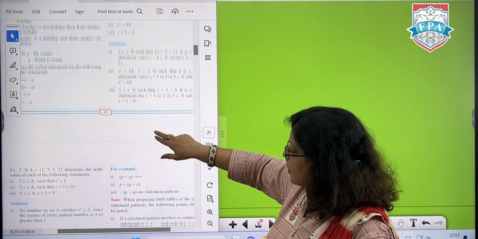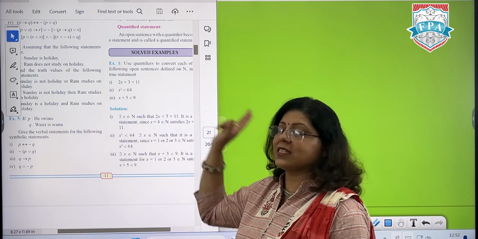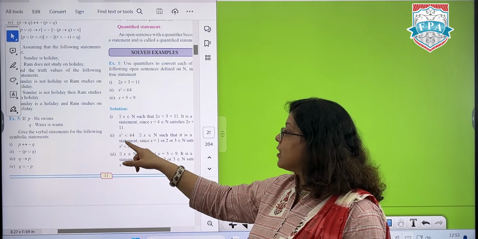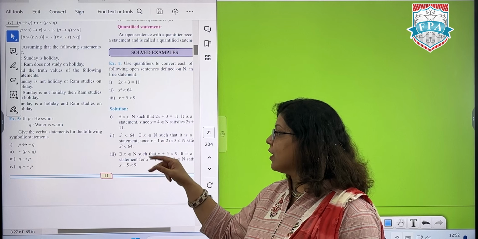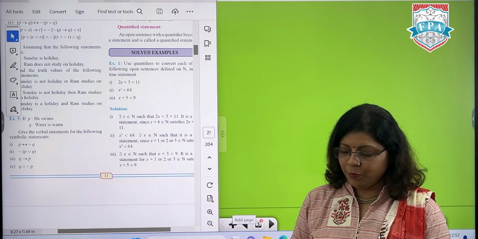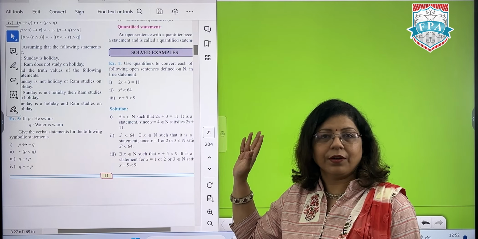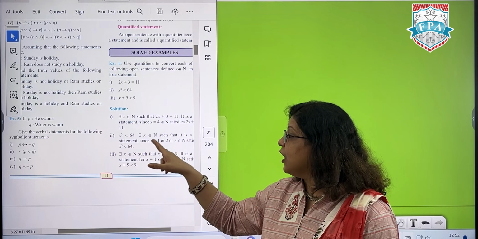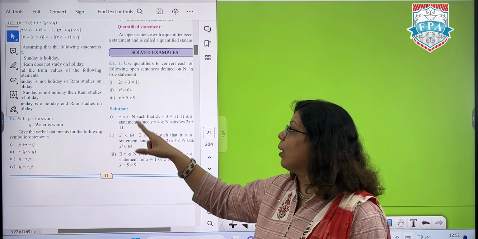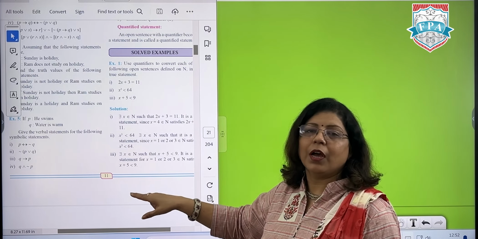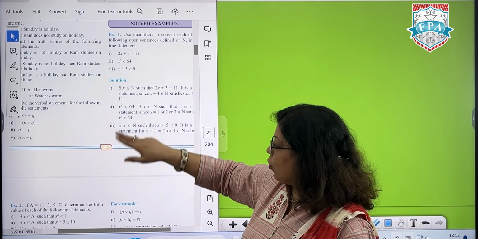Now some examples of quantifiers, like x cube is less than 64. So when x cube is less than 64, there exist certain values in natural numbers. Now which perfect cubes are smaller than 64? 1 cube is 1, 2 cube is 8 and 3 cube is 27. So x can have 3 values, 1, 2 and 3, and therefore this open sentence will become a proper logical statement over there.